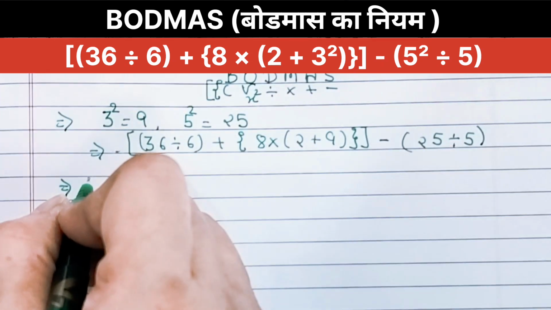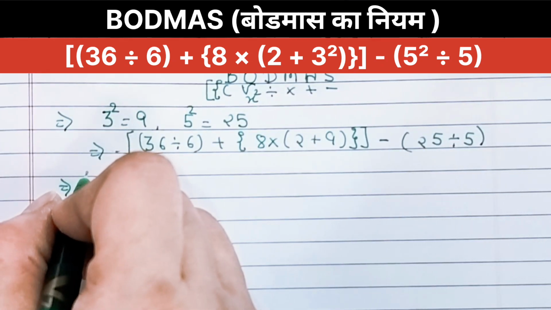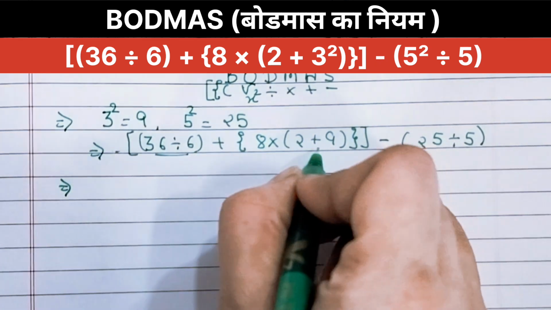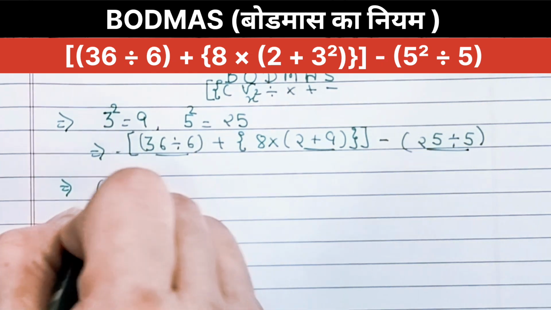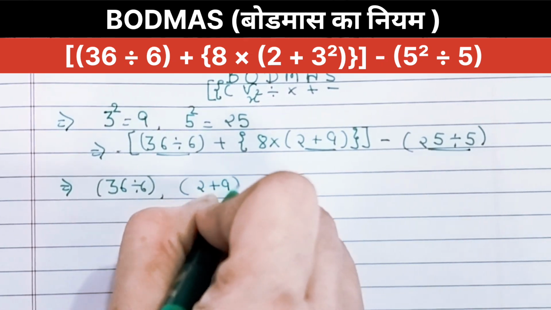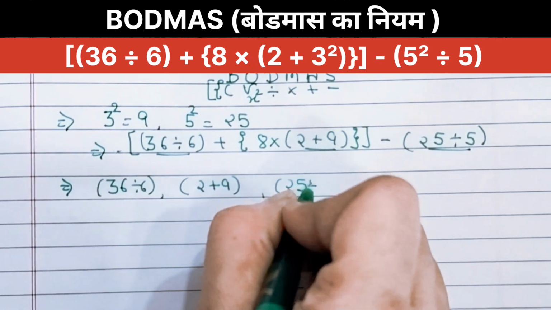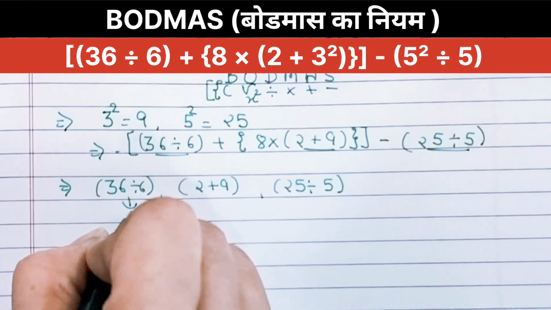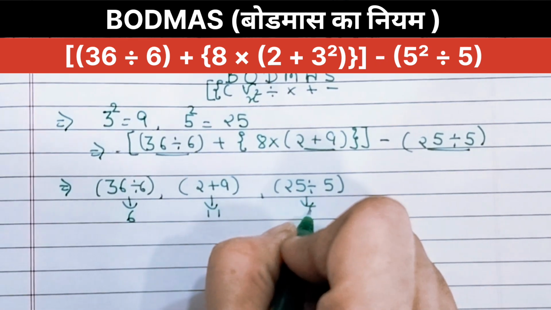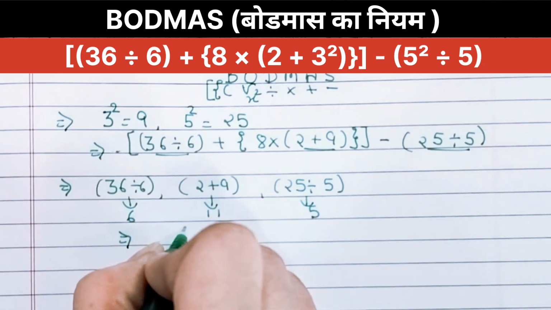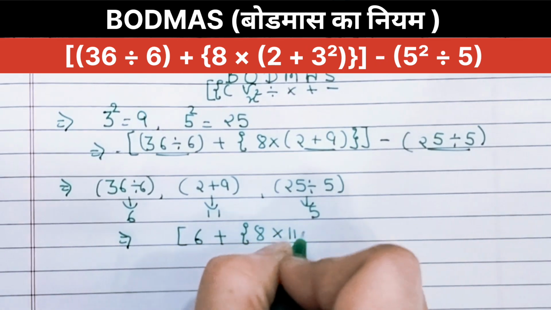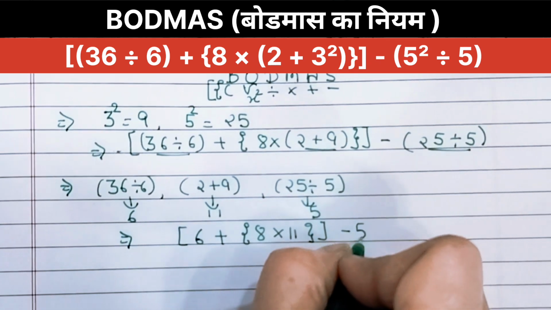Now move to the second step, solve the small brackets, parentheses. Now we focus on the innermost operations grouped by the round brackets. As you can see the round brackets: the first one is 36 divided by 6, the second one is 2 plus 9, and the third one is 25 divided by 5. After calculating it we get 6. After calculating this we get 11, and after calculating this we get 5. So now the current expression becomes square bracket 6 plus curly braces 8 multiplied by 11, and after that minus 5.